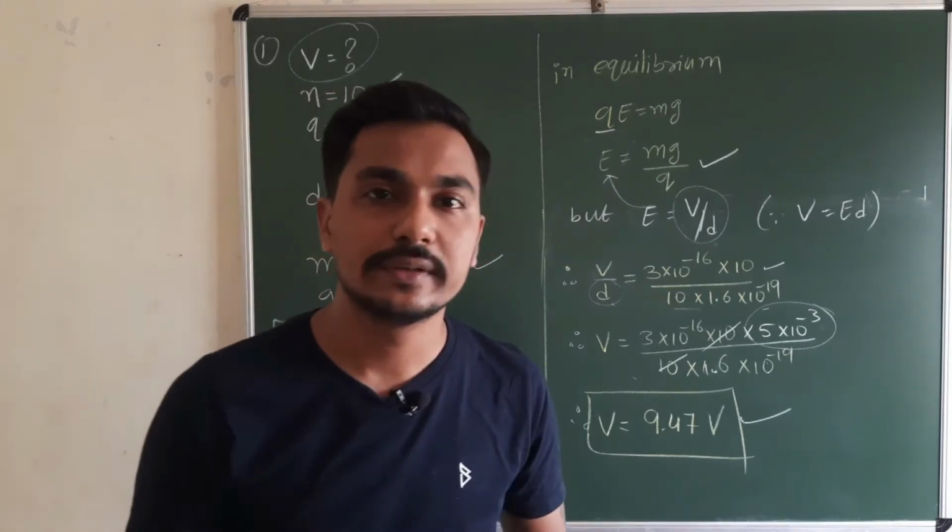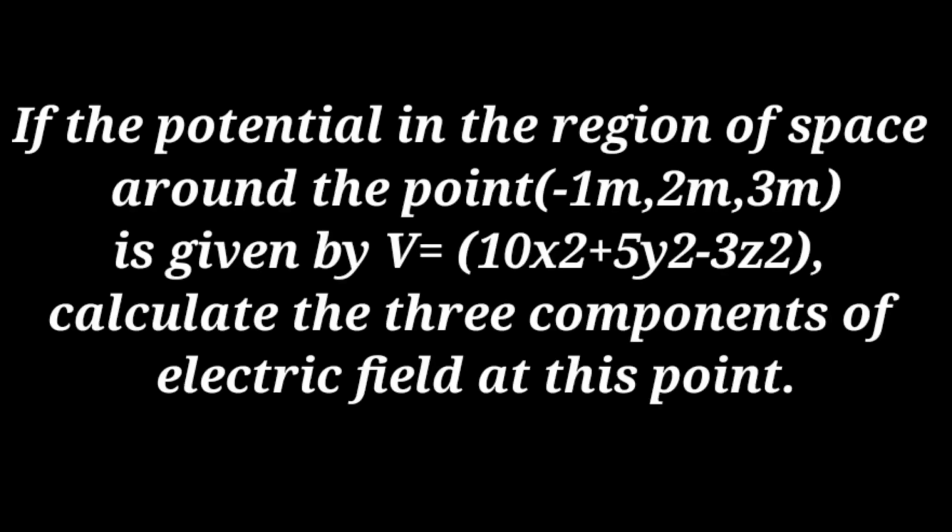Now let us solve the next question. Question 2. If the potential in the region of space around the point (-1, 2, 3) is given by V equals 10x square plus 5y square minus 3z square volt, calculate the three components of the electric field at the given point in the field.